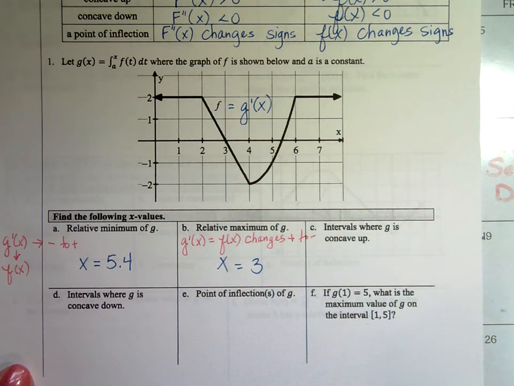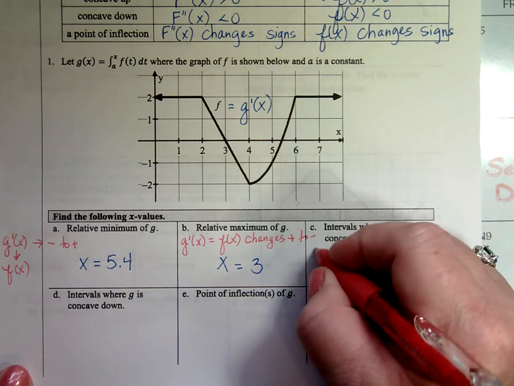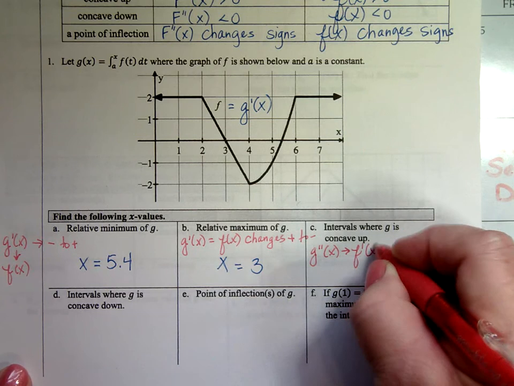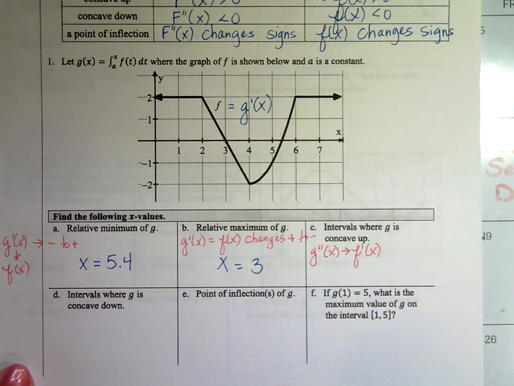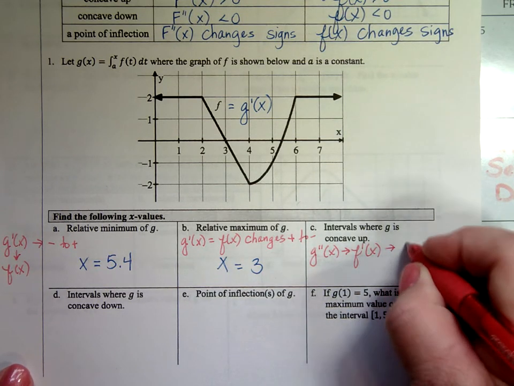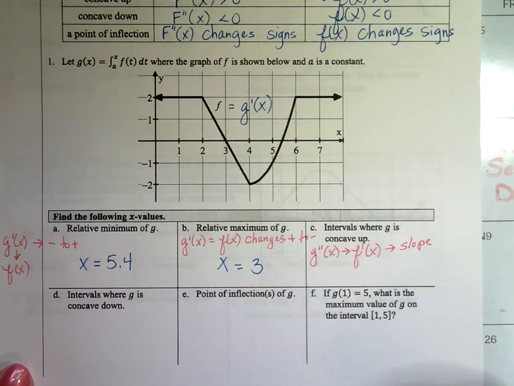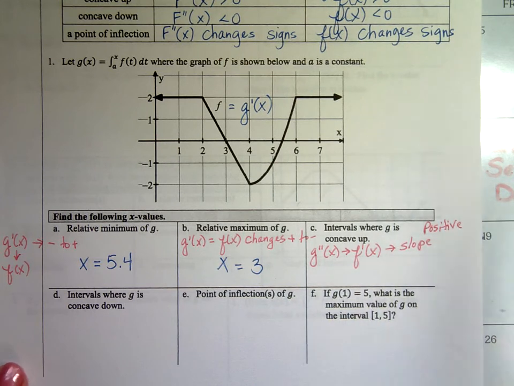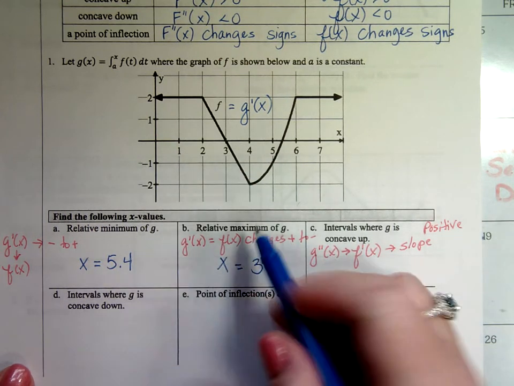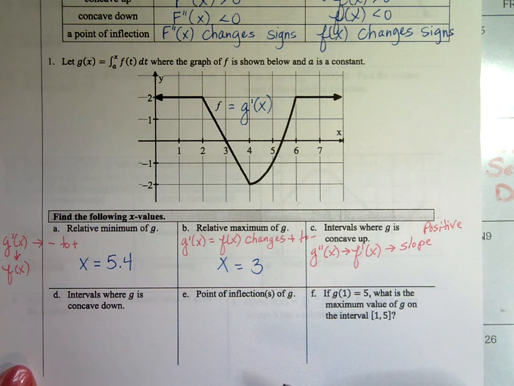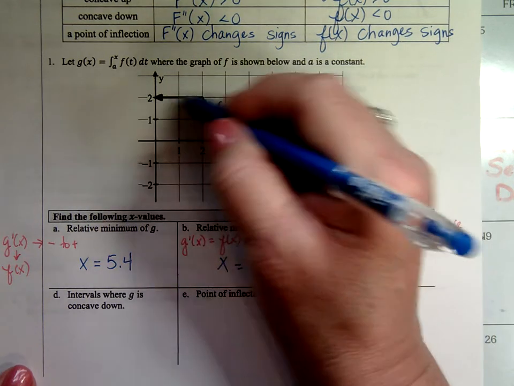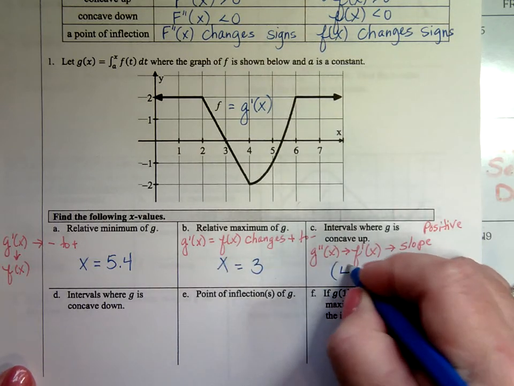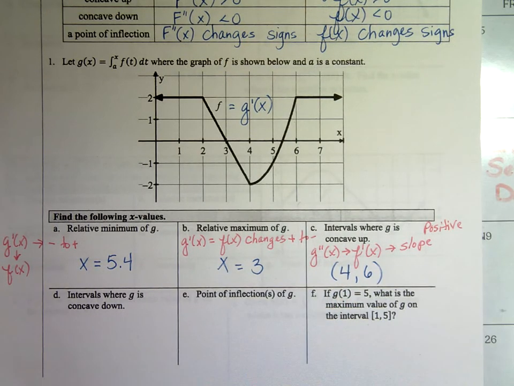Where is it concave up? Concave up would be g double prime of x, which is f prime of x, right, down a derivative. And so therefore I'm looking at slopes, right? And I need a positive slope for concave up. So where is the slope of this graph positive? Where is it increasing? And we can see that here it is steady, here it's negative, here's where it's positive, 4 to 6. So in the interval from 4 to 6, that's where it's concave up.